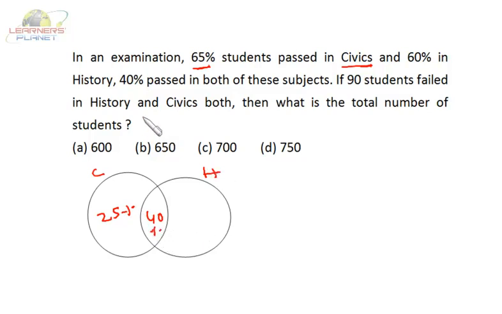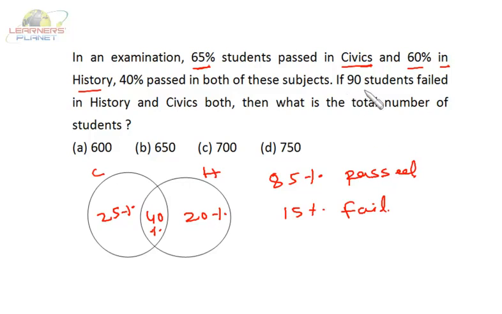All the data is here in percentage. In case of history, 60% in history. If 40% is over here, the remaining 20% will be here. This is the total number of students who passed. 25 plus 40 is 65, 65 plus 20 is 85. That means 85% students passed, so 15% failed.